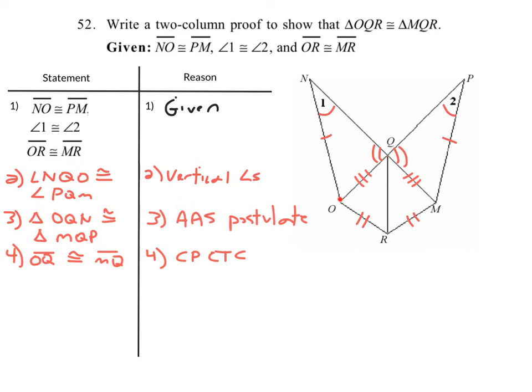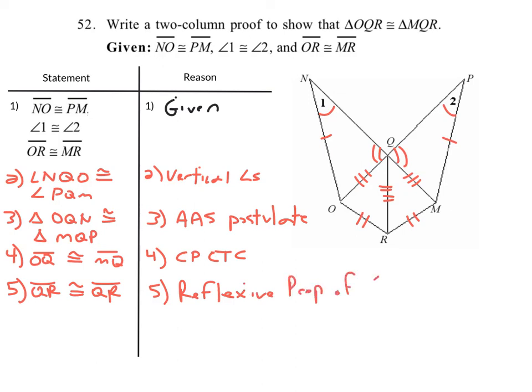And now we have one more thing that we know because what we're really talking about are these triangles, OQR right here and MQR, and they're sharing a side. They're sharing that middle side. That's right here. So we can now say that QR is congruent to QR, and we can say that because of the reflexive property of congruence.